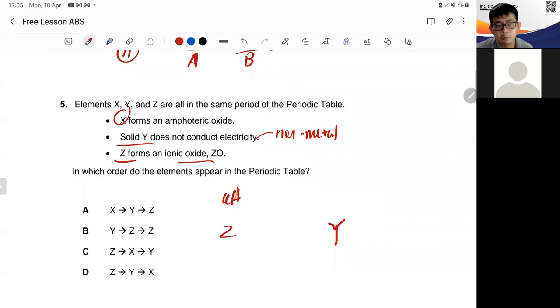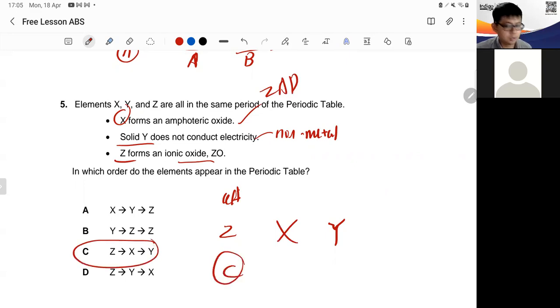X forms an amphoteric oxide. If you look at the periodic table, zinc, aluminum, and lead are somewhere in the middle of the periodic table, right? So if it is one of these, X must be in the middle. My answer is Z, X, and Y in that order.